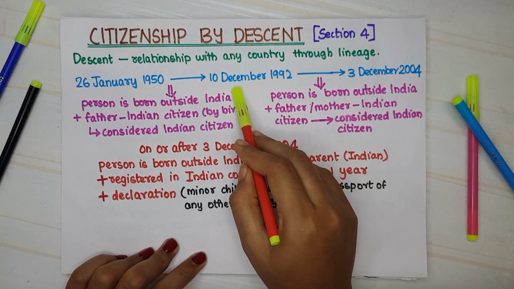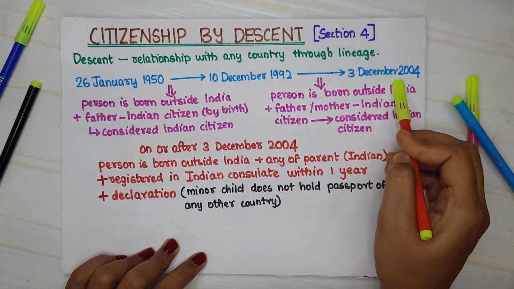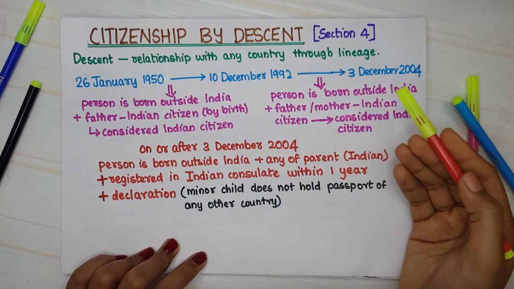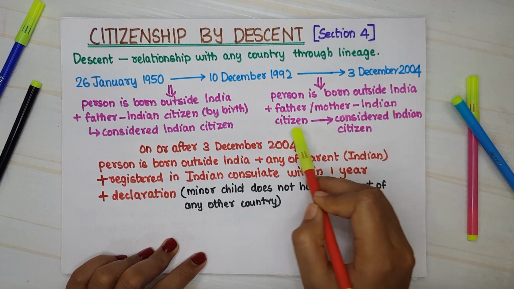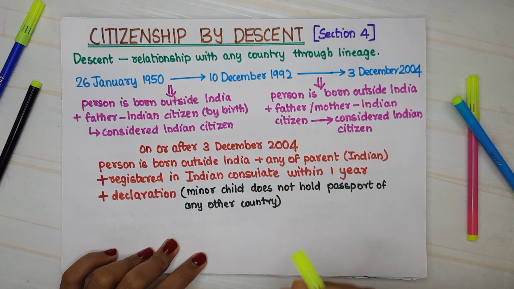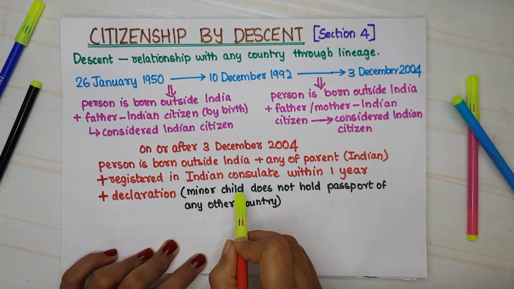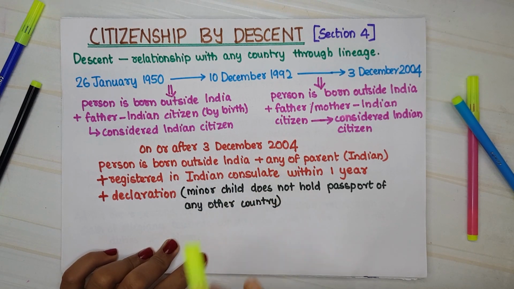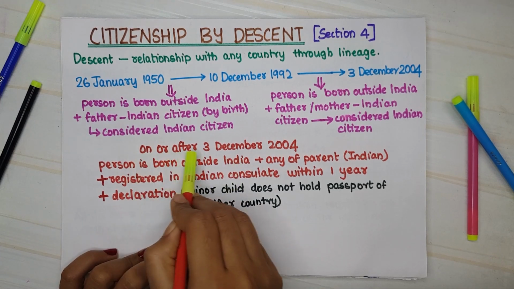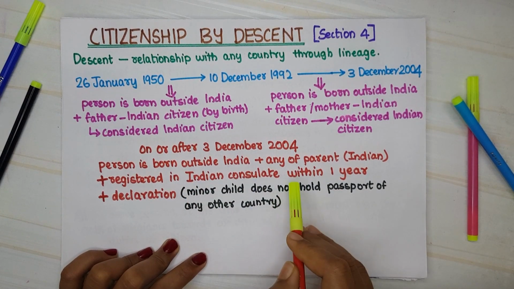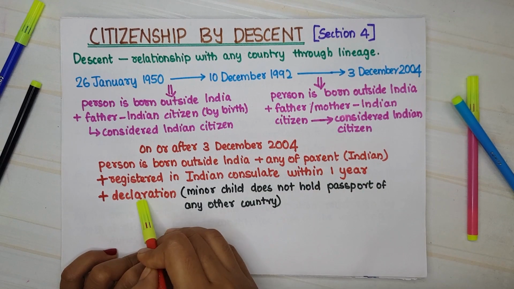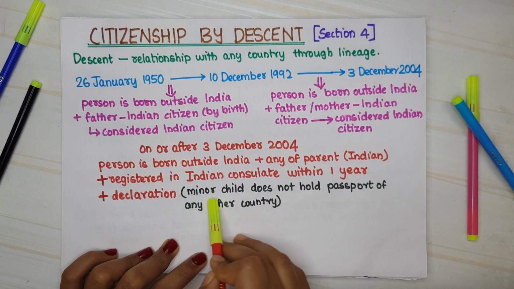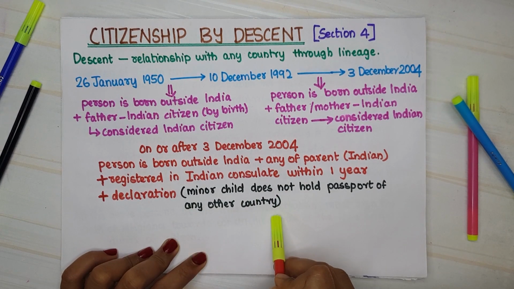Then came the new timeline of 10 December 1992 to 3rd December 2004. In this timeline, if a person is born outside India, he can be considered an Indian citizen if his father or mother is an Indian citizen. Then came the third and now applicable timeline, on or after 3rd December 2004. If a person is born outside India on or after 3rd December 2004, and any of his parents is an Indian and is registered in the Indian consulate within 1 year of birth with a declaration that their minor child does not hold the passport of any other country, then the person can get Indian citizenship.